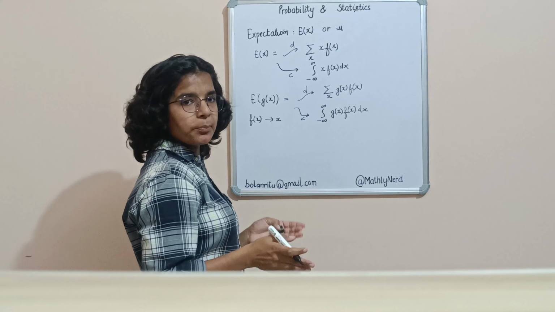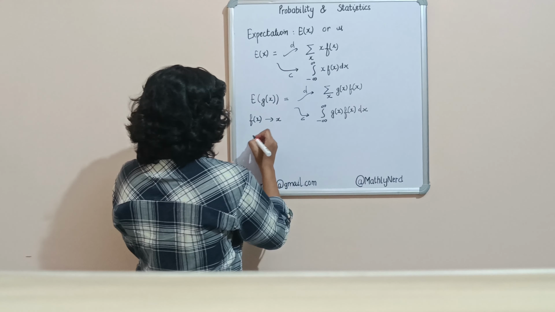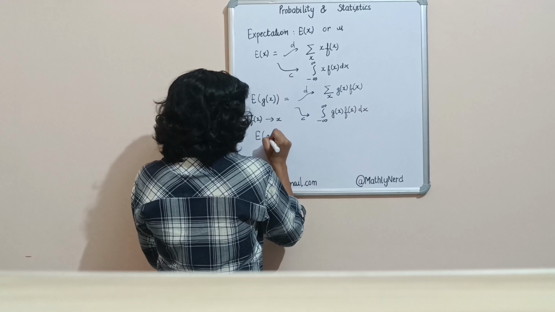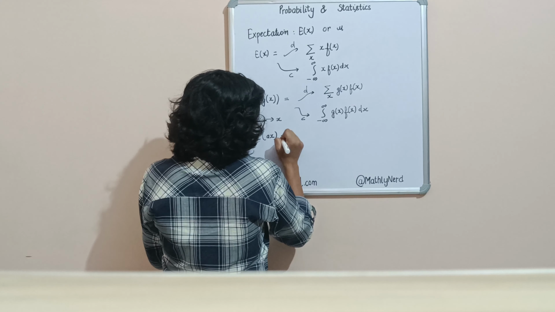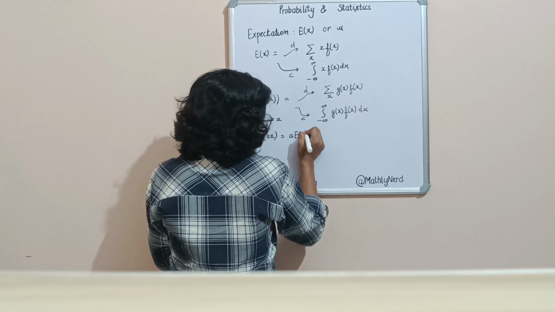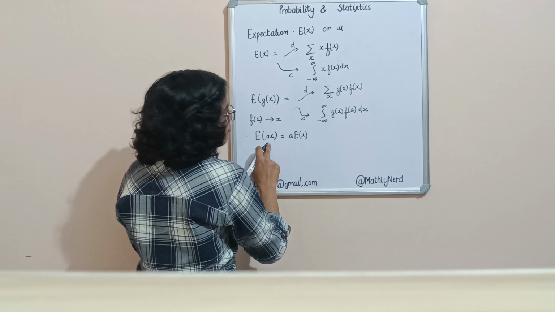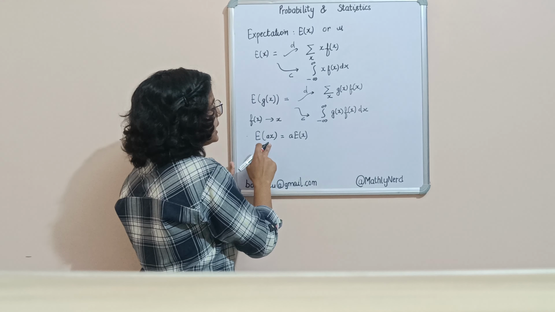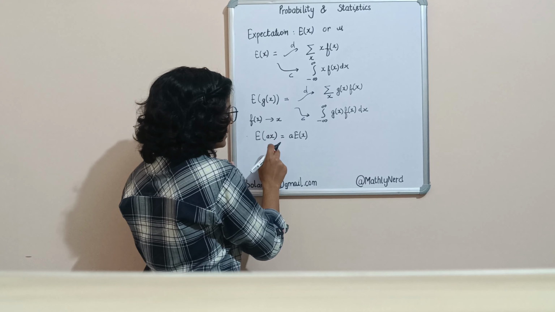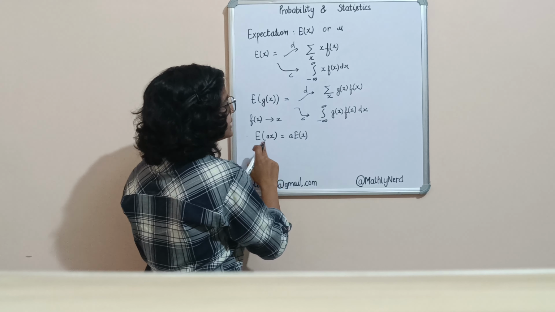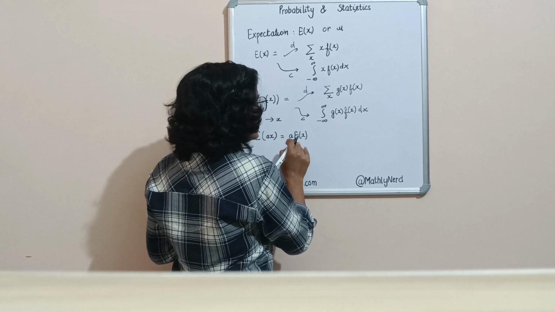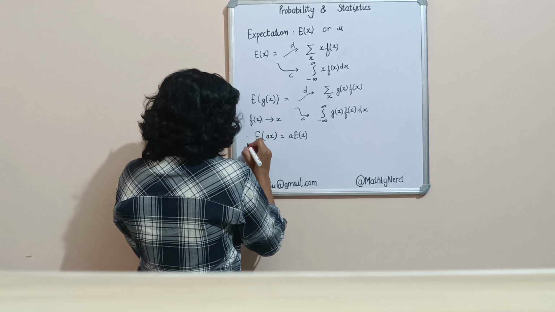We have some properties of E of x. The first property is E of ax equals a times E of x. If we multiply each number with a scalar, then our average will also be multiplied with that scalar.